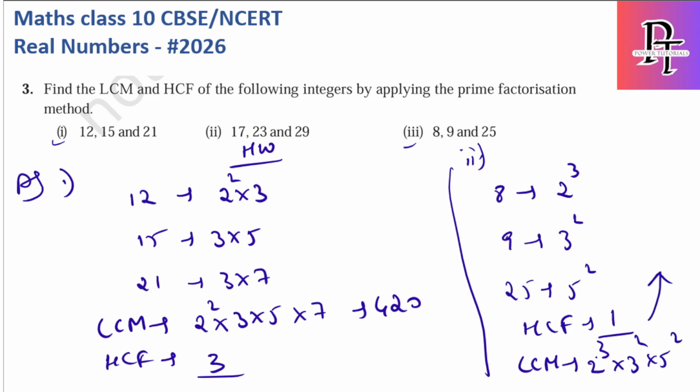I'll write the value here. 8. 8 into 9, 72. 72 into 25 I need to do it. 72 into 25, 5 2 is 10, 1, 5 7 is 35, 36, 2 2 is 4, and 2 7 is 14, so it becomes 0, 8, 1 8 double 0. So 1800 is the LCM value for this question.